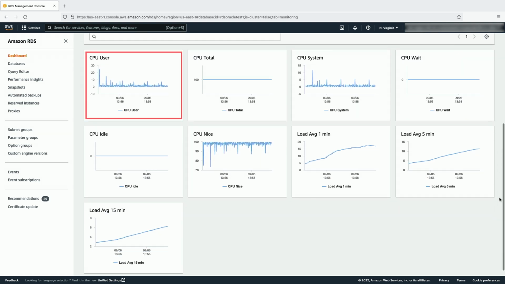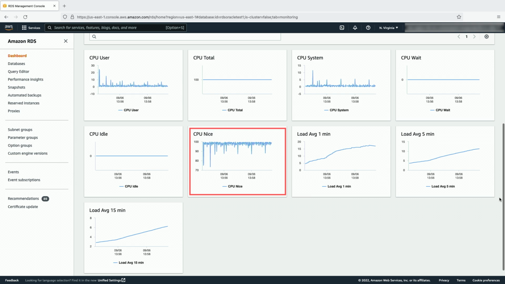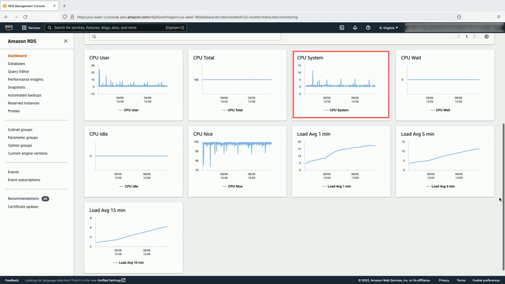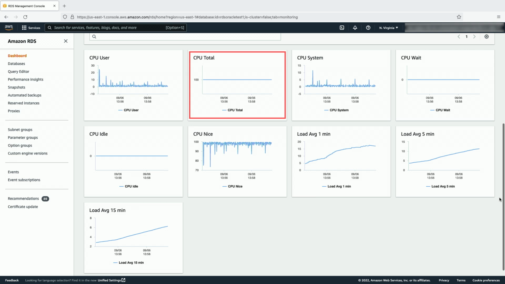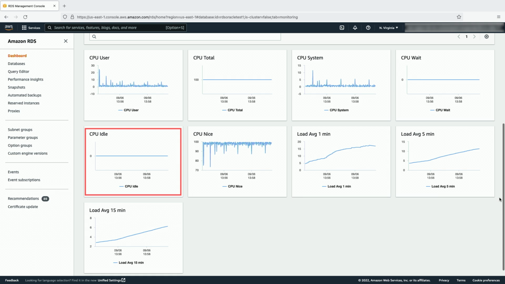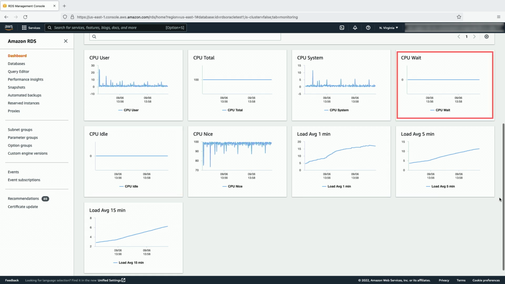User, the percentage of CPU in use by user programs. Nice, the percentage of the CPU in use by programs running at lowest priority. These are mostly the user process itself waiting for other user or system processes to complete. System, the percentage of the CPU in use by the kernel processes. Total, the total percentage of the CPU in use. Idle, the percentage of the CPU that's idle. Wait, the percentage of the CPU that's unused while waiting for I/O access.